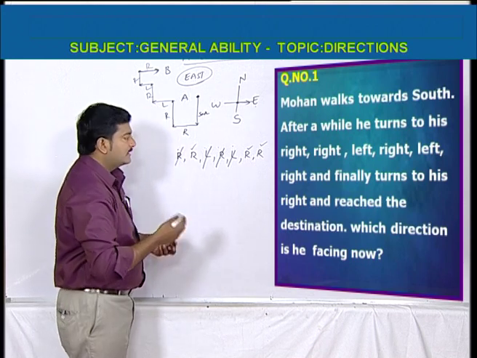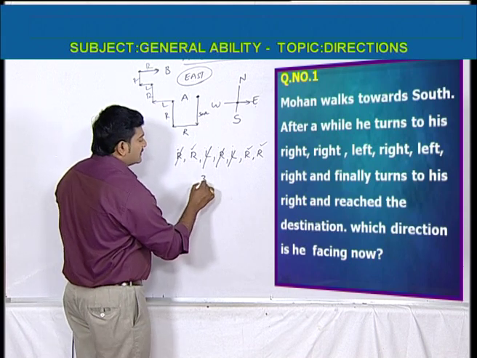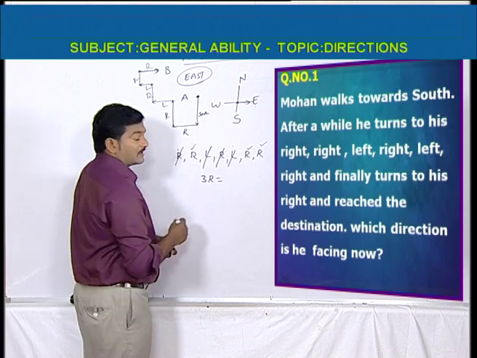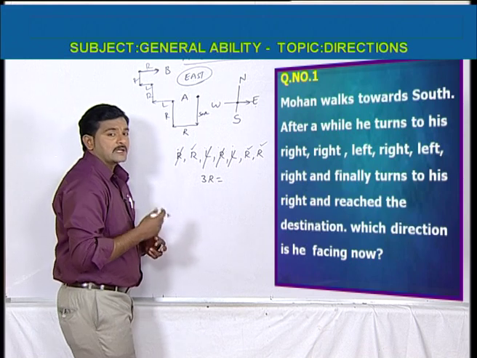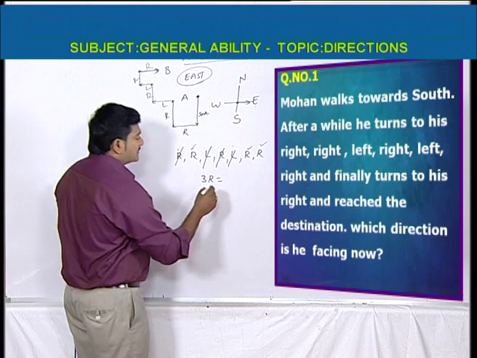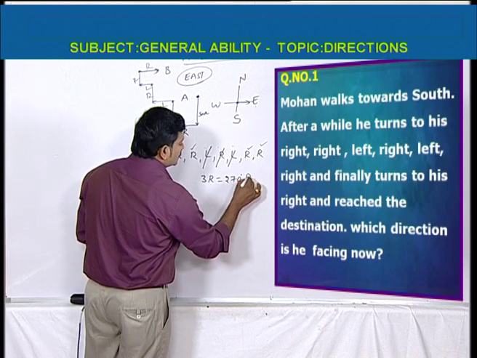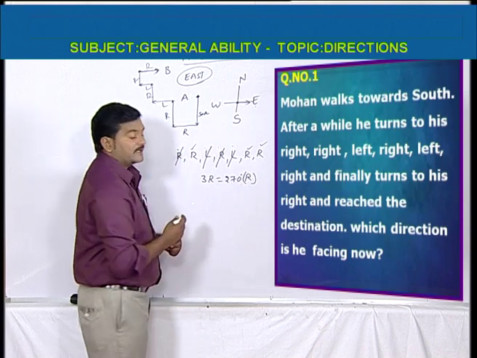So again you can do it in 3 ways. We have 3 rights. Just now I told you one right or one left is equal to how many degrees? 90 degrees. But how many rights do we have? 3 rights. 3 rights means indirectly how many degrees? 270 degrees. In which direction do we have to apply 270 degrees?